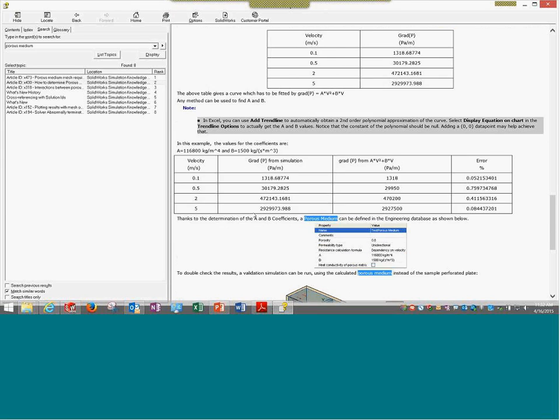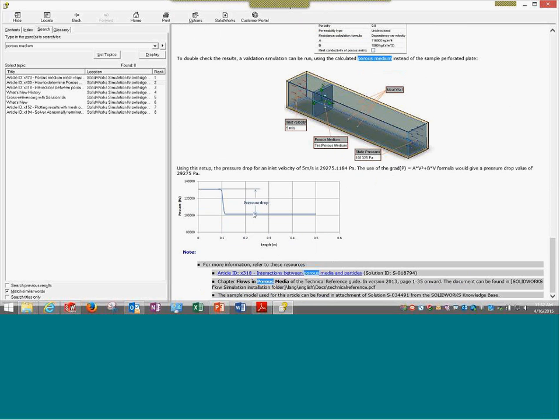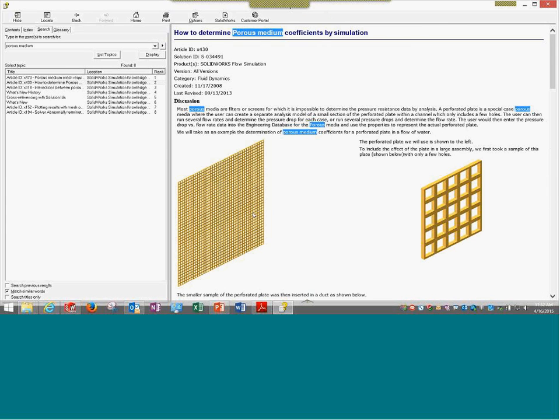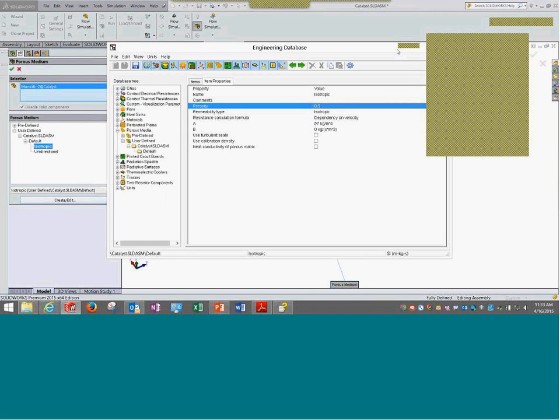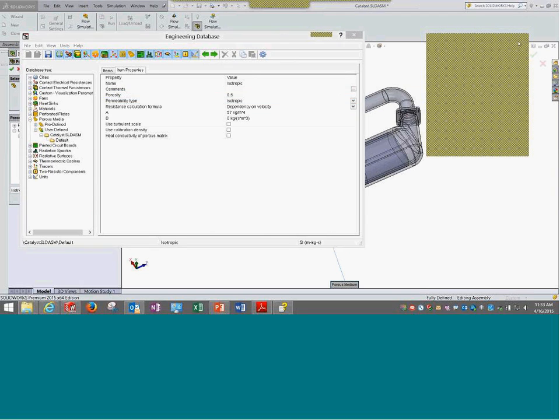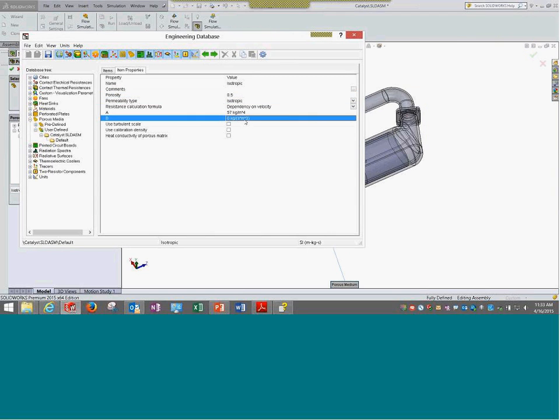Search for porous media in the knowledge base, or you can note down the solution number, and you should be able to understand how to derive the parameters for porous media. Okay, here it is. There are certain parameters for which there is no specific definition, but basically they are constants defining how the porous media is going to create resistance. Okay, so in terms of setup, that's it.